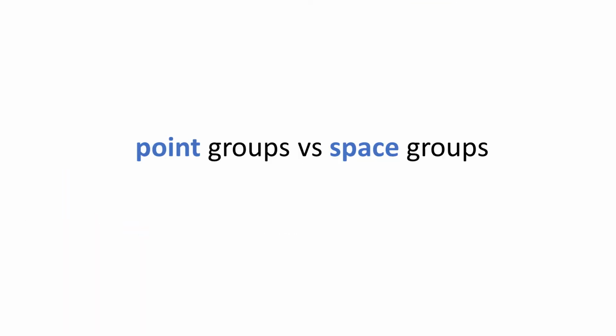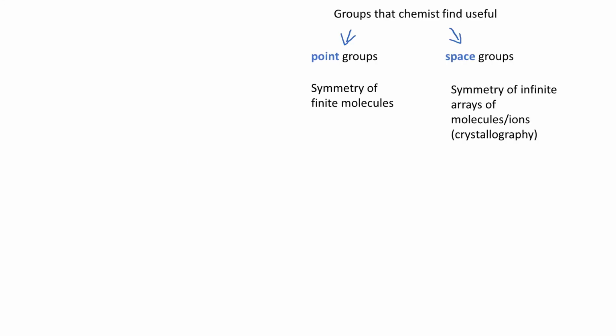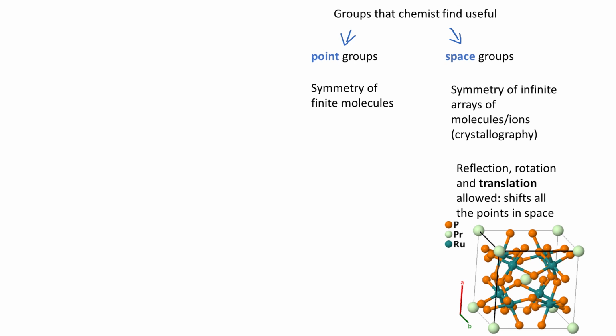The last thing I want to mention is what a point group means and how it differs from a space group. Chemists use mainly two types of groups. There are point groups that deal with finite molecules, and that's what this series of videos is about, and space groups, which are used to deal with effectively infinite arrays of molecules and ions. So space groups have applications in crystallography. The main difference between point group and space group is that for space group, translational symmetry is allowed, and that moves all the points associated with the molecules or ions in space.